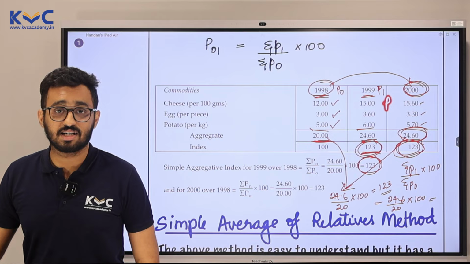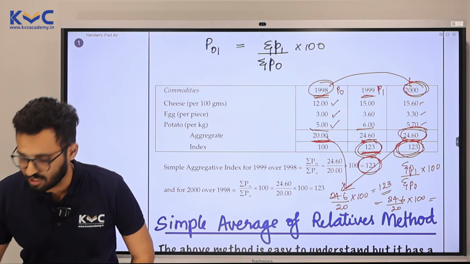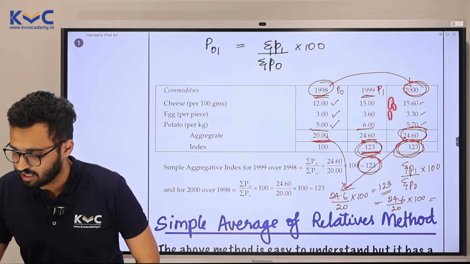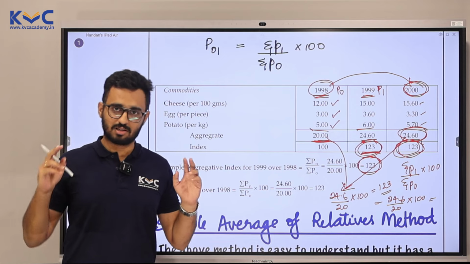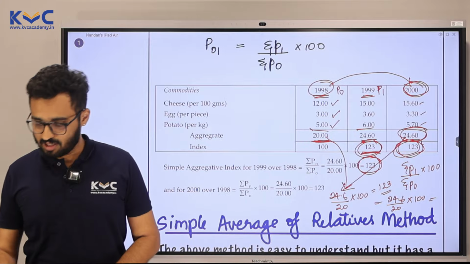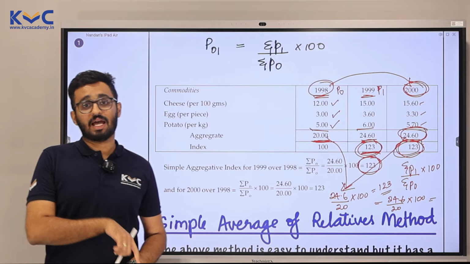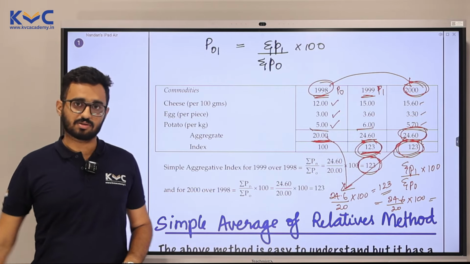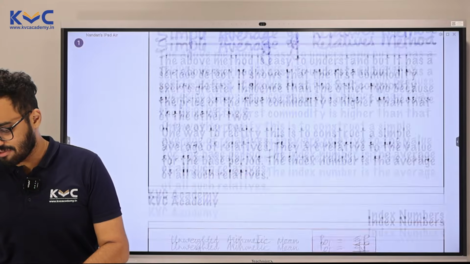These are called price relatives, right? If we calculate for one commodity for one period, we call it price relative, correct? So I'll get a price relative for this, this, and this. Then I'll take the average of these three, and that will be my simple average of relatives. Did you understand why it is called simple average of relatives? We calculate a relative price index for each of these separately and then take the average of the price relatives. Is it clear? Wonderful.